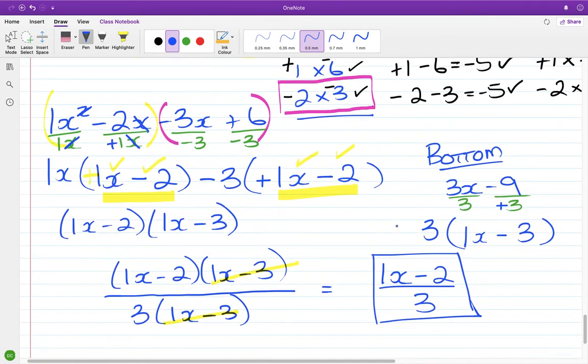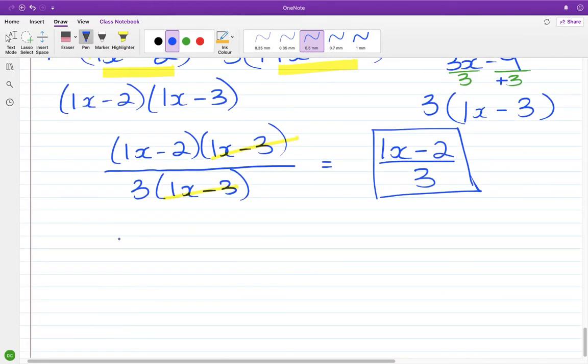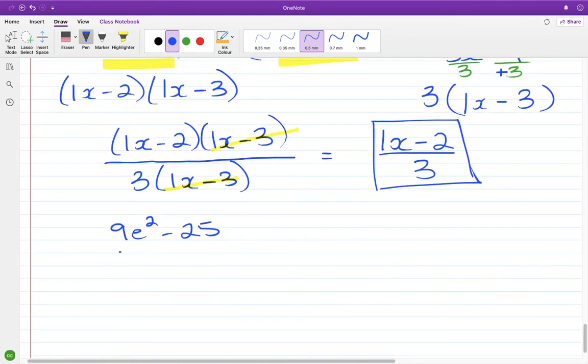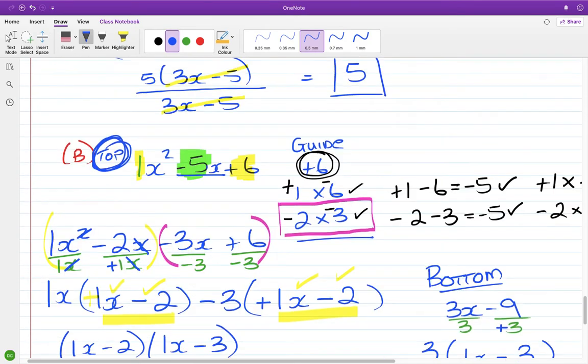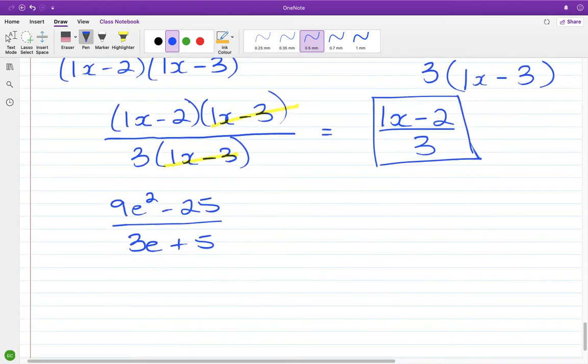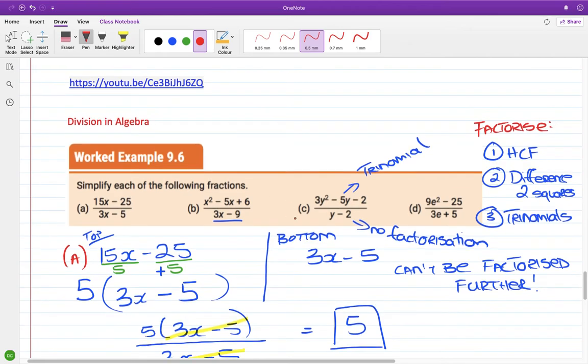Sorry, so 9e squared minus 25, just because this is a bit different. 9e squared minus 25 over 3e plus 5. Is that right? 9e squared minus 25 over 3e plus 5. Okay, so this is D. I just skipped C there because the top line is a trinomial and we've just done one, and the bottom line is no factorization and we had that in A. So this is just a little bit different.